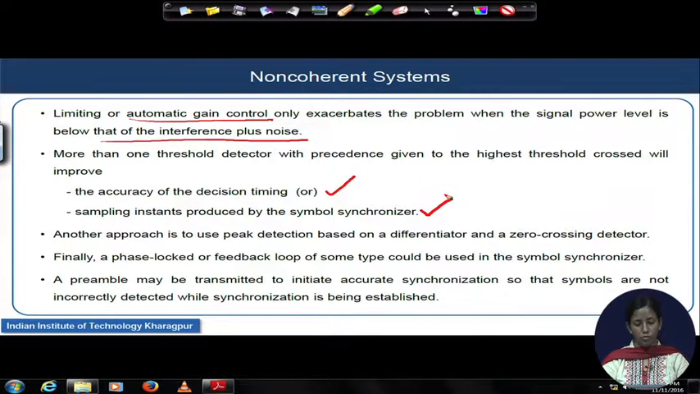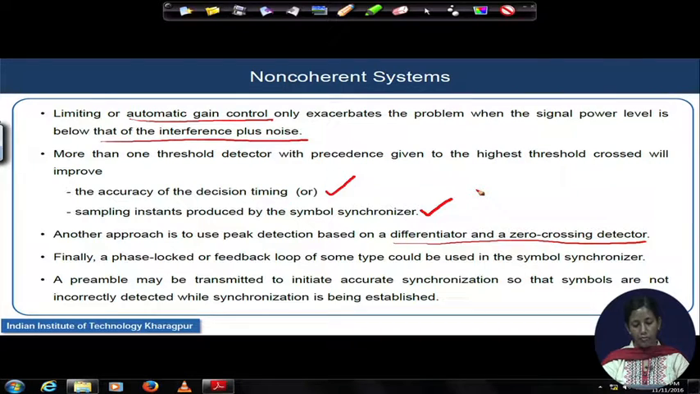Another approach is to use peak detection based on the differentiator or the zero crossing detector. The peak detection algorithm can also be used on the differentiator as well as the zero crossing detector, because otherwise we would be fixing only a single threshold and declaring the lock immediately after crossing the first threshold level.